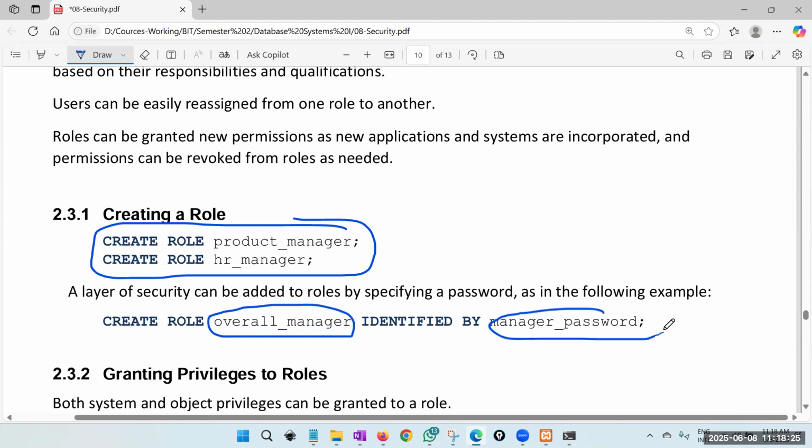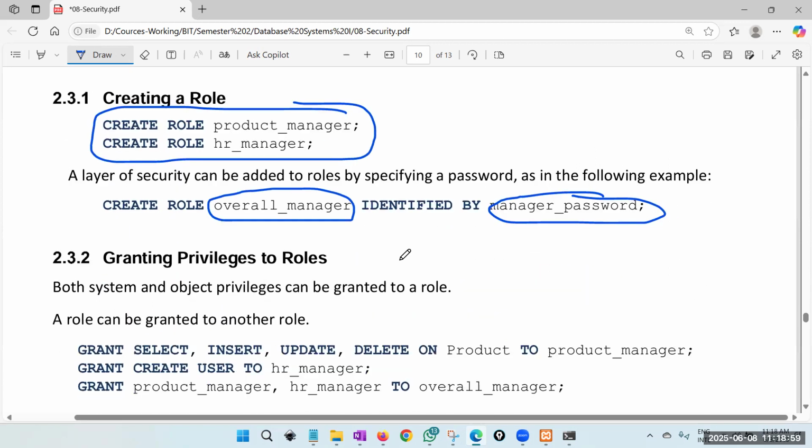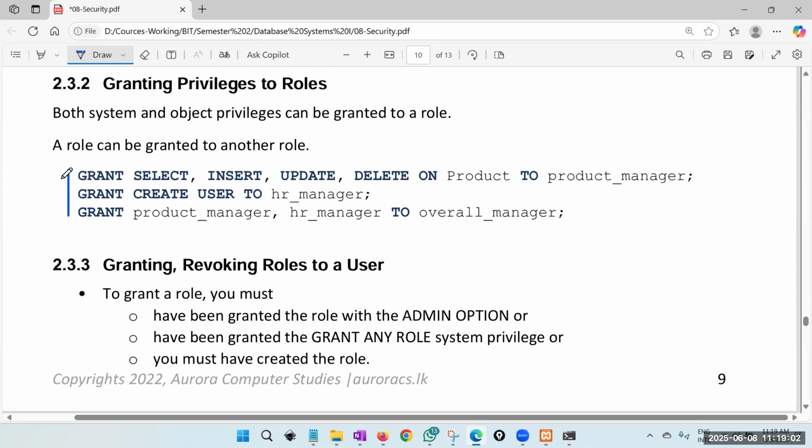So what is the meaning of a password to the role? Of course, no one is going to log in as a role, right? Only the users are going to log in. If you give a password to the role, when you assign that role to another user, you need to enter that password. That is security. So there is no point logging in using a role; always users must log in. But when you give that role to another user, you need to give that password because your role has a password. So then you give privilege to the role rather than users.